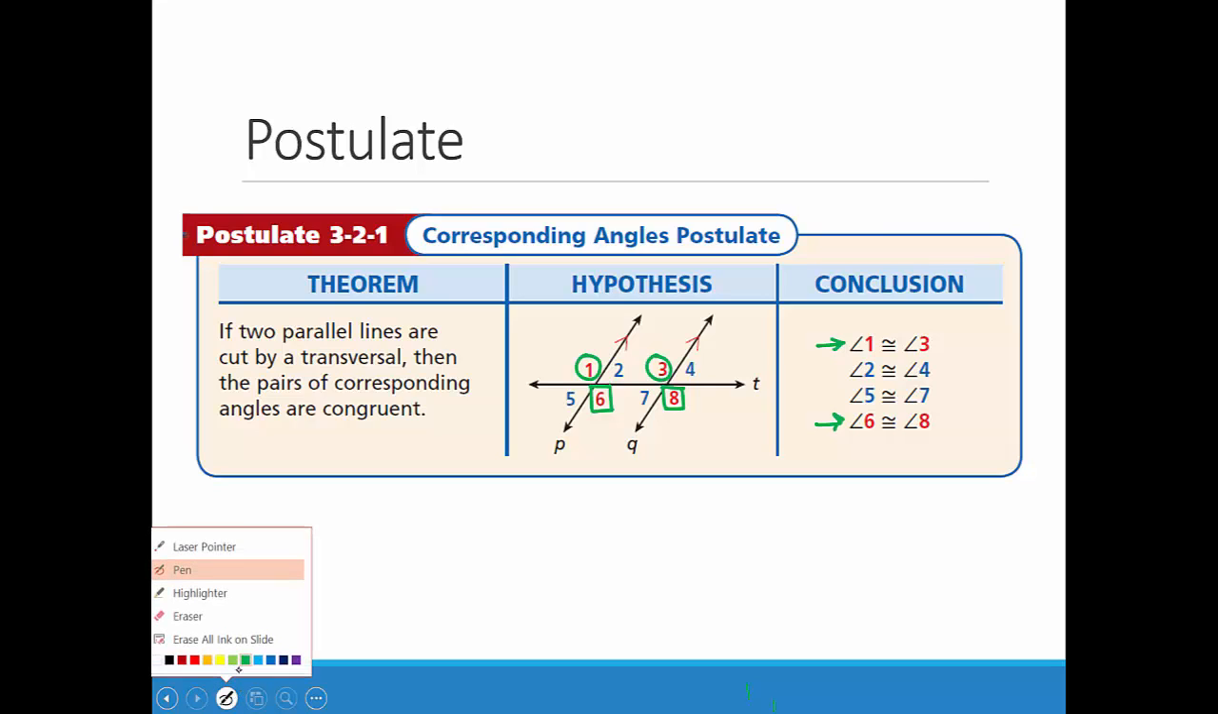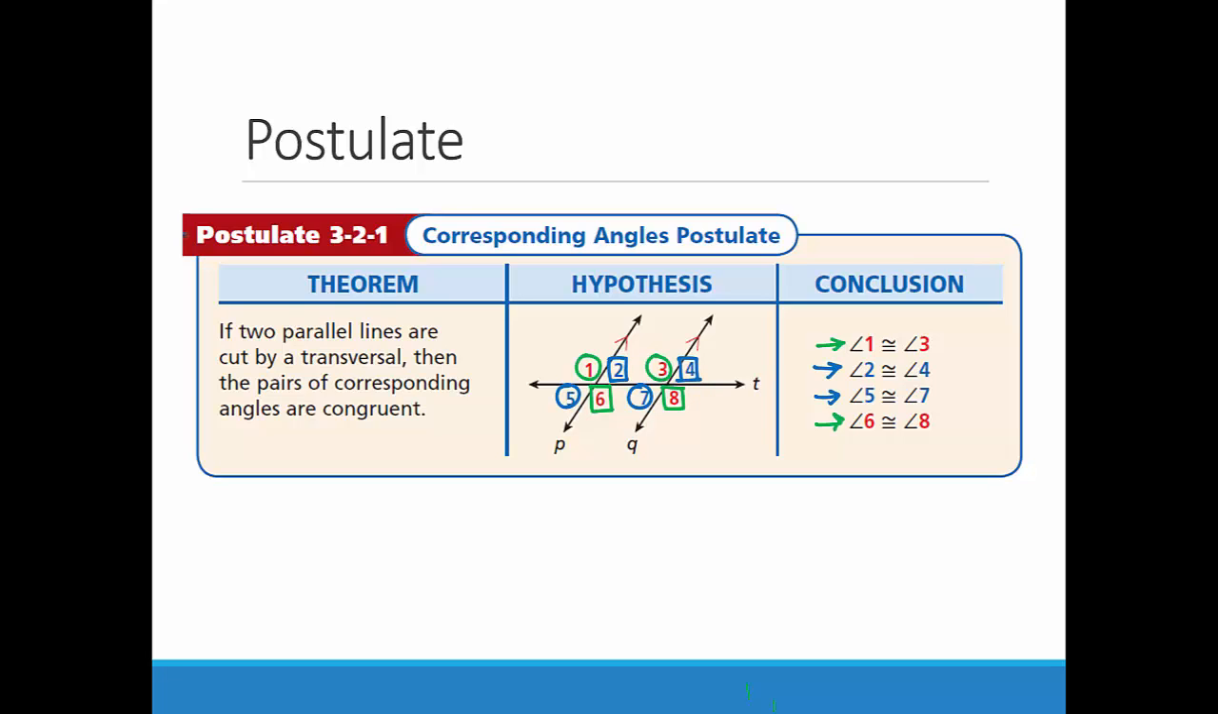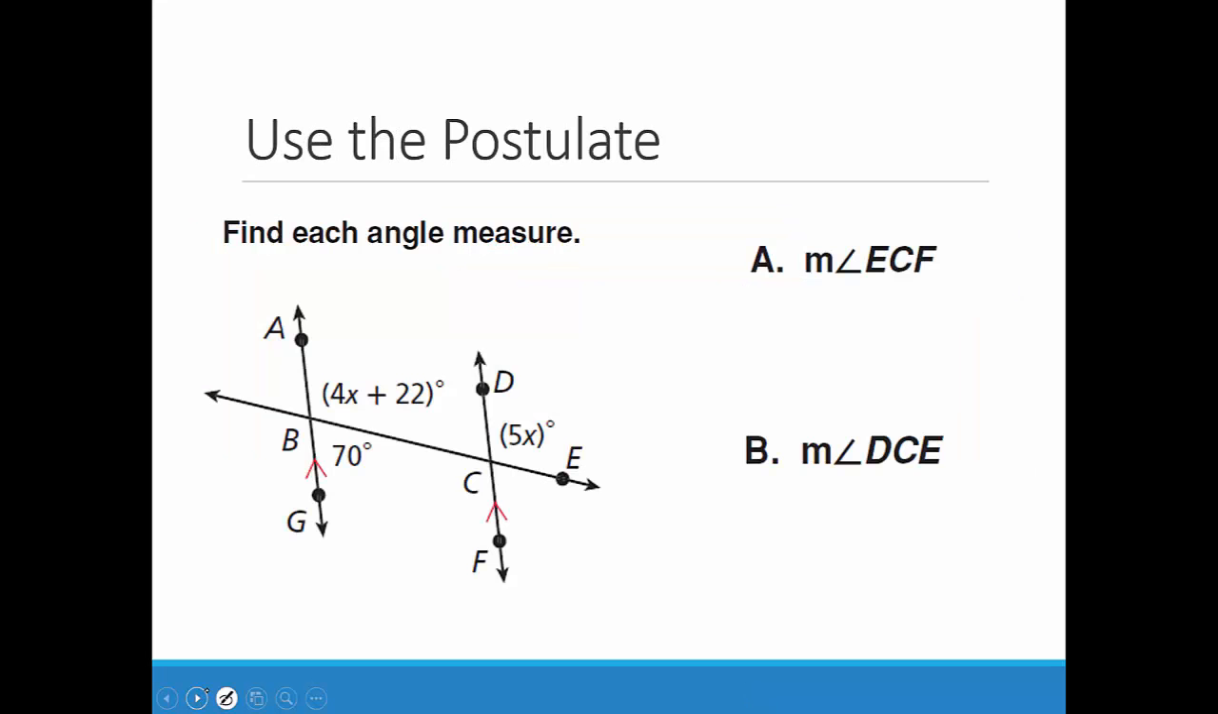The same kind of thing works for the ones they did in blue here. 5 and 7 are corresponding, and 2 and 4 are corresponding. But remember that 4 and 7 are vertical and 5 and 2 are vertical. So we end up with basically only two options for angles here, which will come in very handy in the next couple sections. So let's use that and find each angle measure.